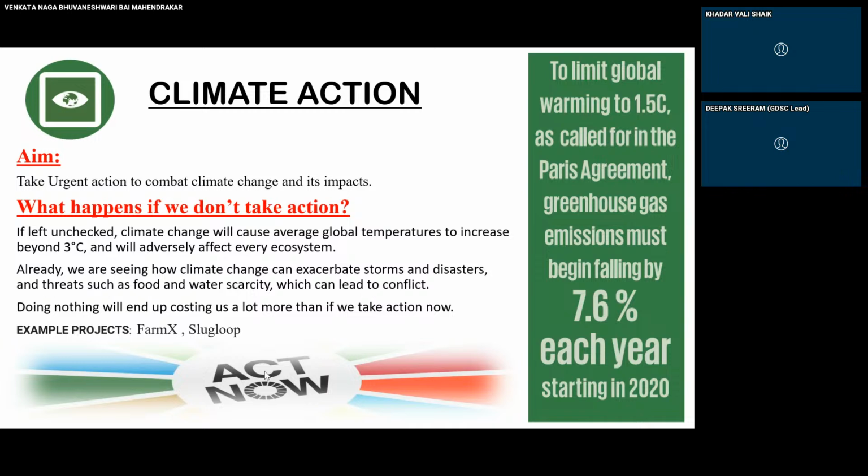So the example projects here are FarmX and Slug Loop. These are apps where you can forecast your climate, and that helps us know that we need to plant trees, or whatever measures we need to take. That application will tell us to do all these things. FarmX is related to farmers, and Club Loop is also related to farmers, where we can focus on forecasting methods so that the climate will be good as per the natural resources.